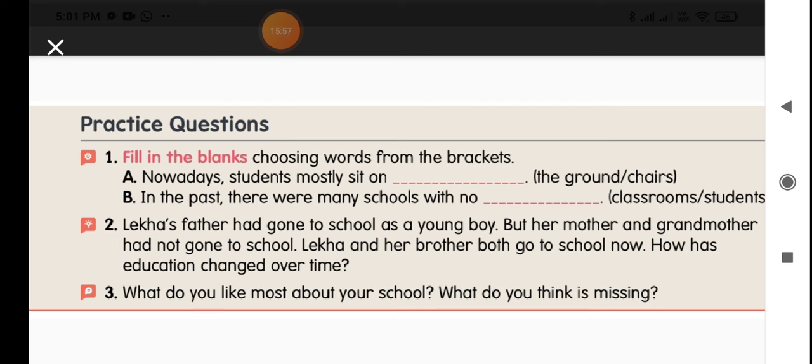What do you like most about your school? What do you think is missing? So, this is up to you, children. How do you like your school? You just mention 3 to 5 points in your notebook. And what is missing in your school? What could be a plus point to your school, and what you would like to add to the school, or the thing which you most like in your school, mention and write neatly, beautifully in your classwork.